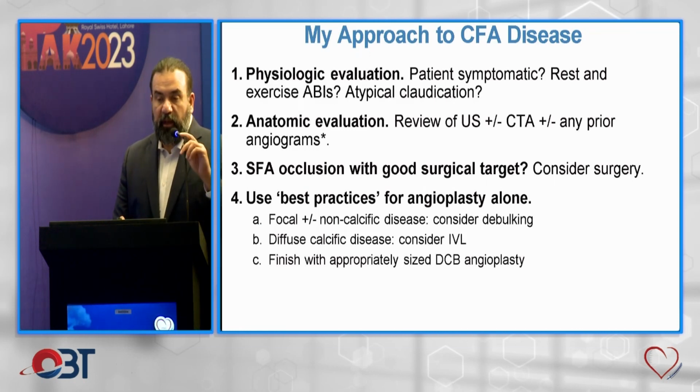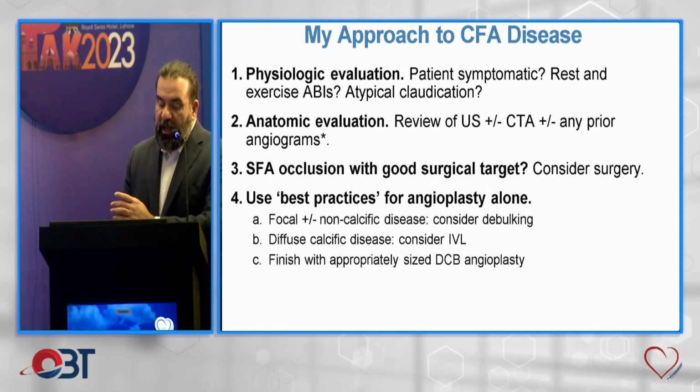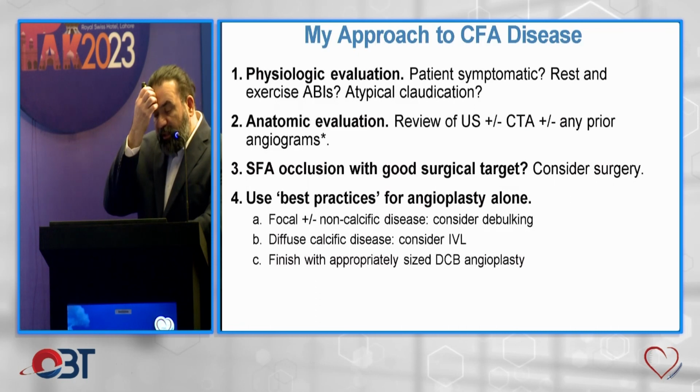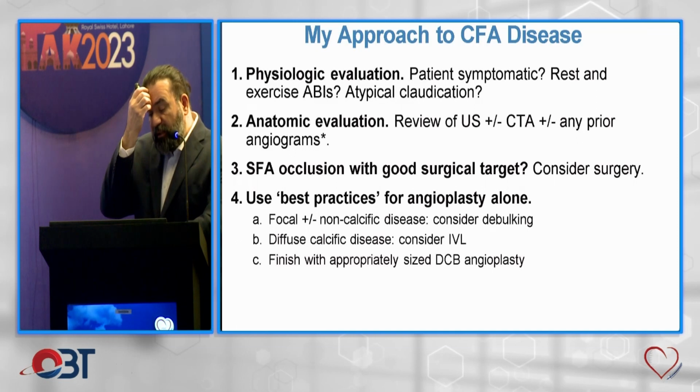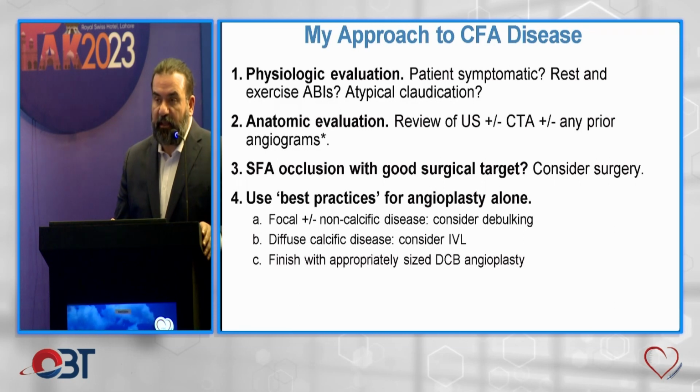If, however, the patient, for whatever reason, has ended up in the cath lab, then I try to use my best practices for doing angioplasty alone, using the data from the anatomic evaluation and from the angiogram. We'll then plan for either debulking or using something like Shockwave to modify the plaque and then go ahead and do DCB angioplasty. So if the disease is focal or non-calcific, I might consider something like Silverhawk debulk. If it's more diffuse calcific disease, I'll use something like IVL, and I'd like to finish with the appropriately sized DCB angioplasty and then follow the patient clinically. Make sure there's no flow-limiting dissection.